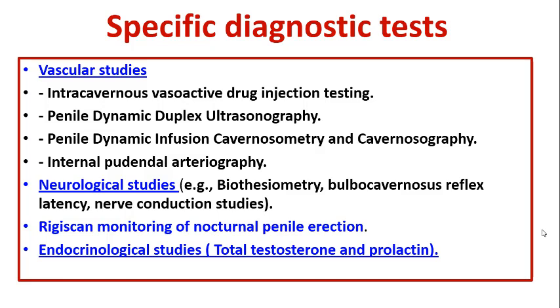So there are 4 vascular tests and 3 neurological tests, including biothesiometry, bulbocavernous reflex latency, and nerve conduction velocity. In addition, there is Rigiscan monitoring of nocturnal penile erection and endocrine studies, as previously mentioned, such as serum total testosterone and serum prolactin.